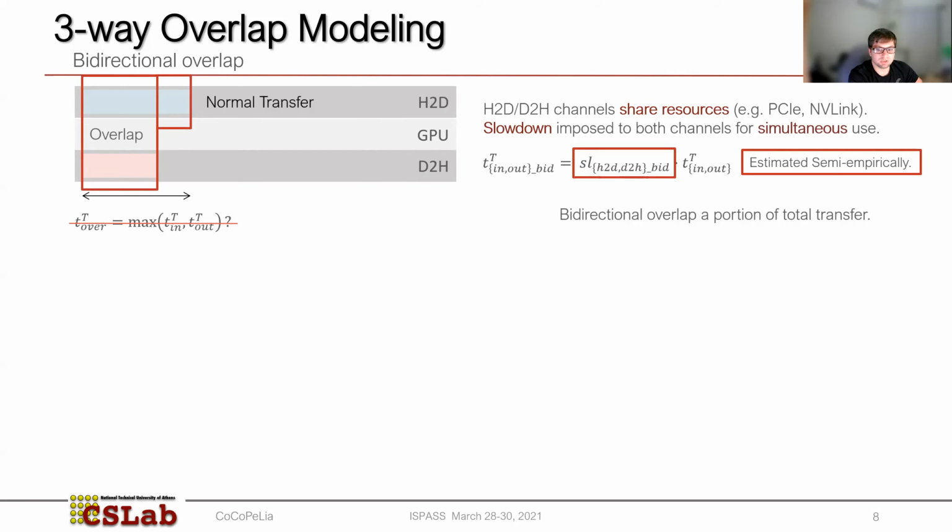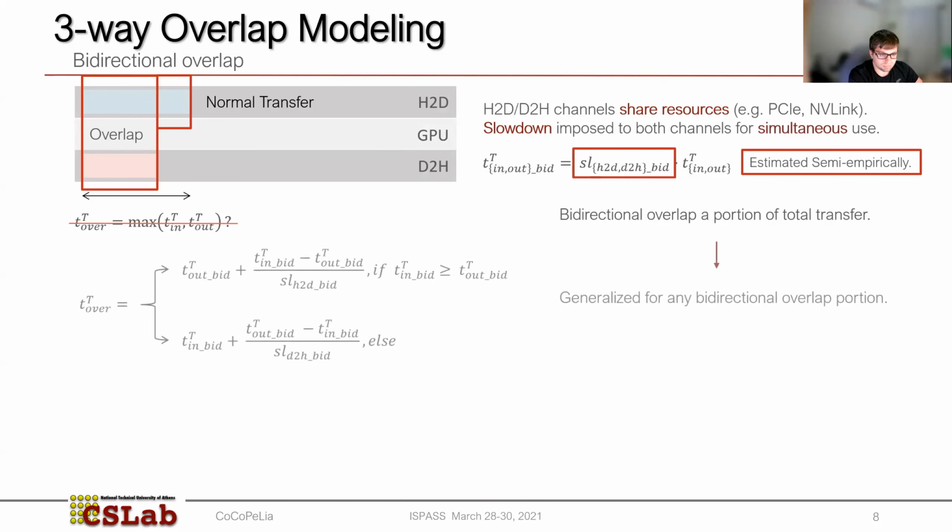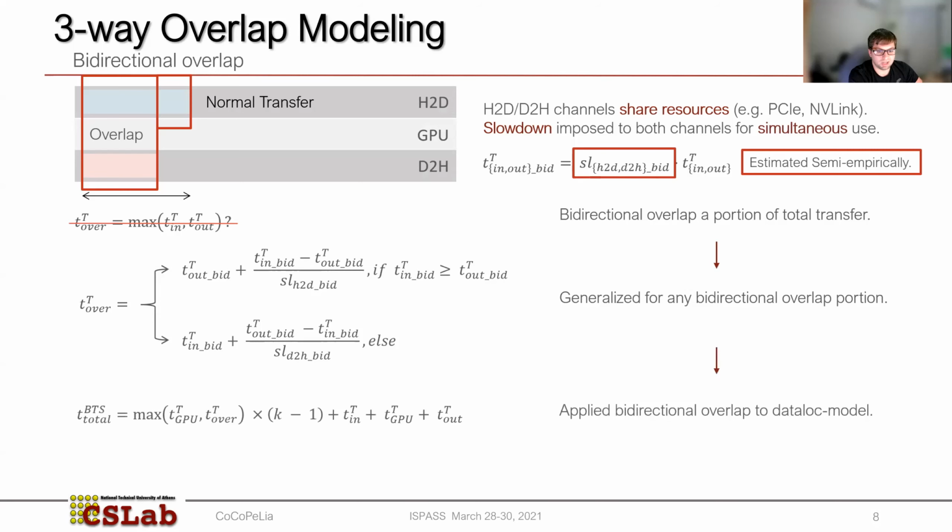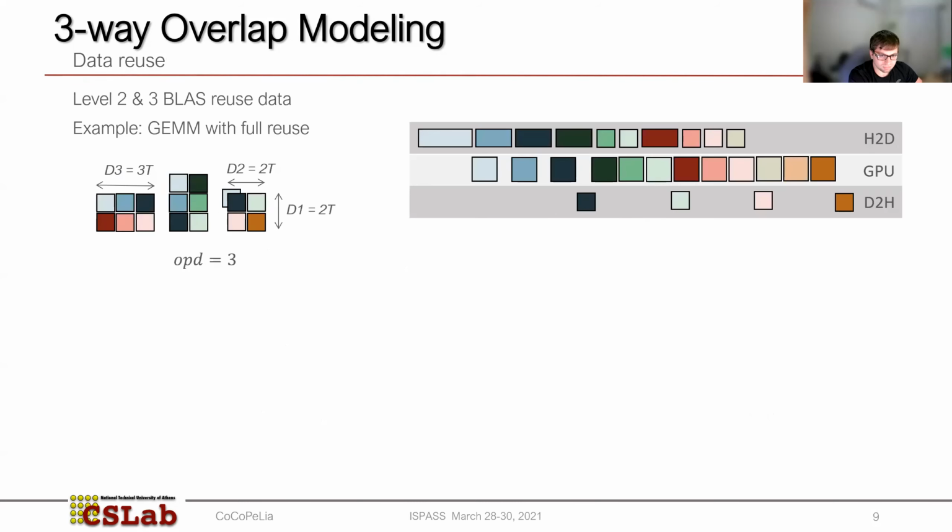But this is not sufficient because the two transfers are not always equal, so bidirectional overlap only occurs for a portion of the longer transfer, as we can see in the figure. The rest continues without a slowdown. We generalize to any two transfers overlapping with this equation, and we apply it to the data loop model, ending up with a bidirectional-aware three-way overlap model.